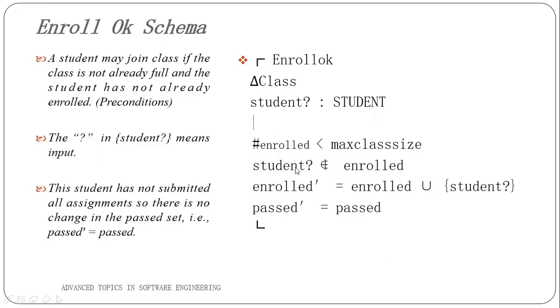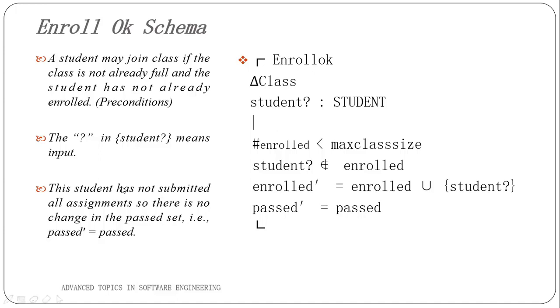Before this particular vertical line, these are called the conditions, right, and the operations that we want to perform. So in this particular Enroll schema, a student may join a class if the class is not already full and the student has not already enrolled. So a new student cannot have passed all his assignments.